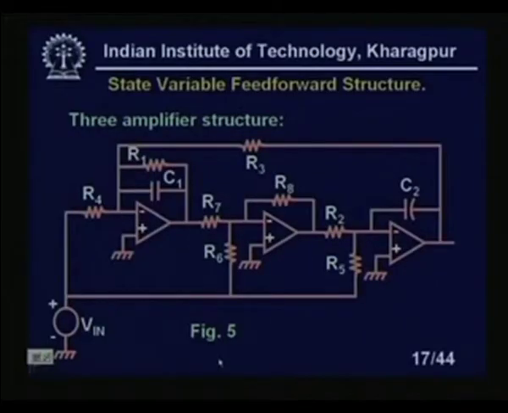In the case of two amplifier structures, we have seen that we can independently tune the omega p and Qp quite obviously, but I cannot tune Qp, omega p and K independently. So, people need some other structure where we can make total orthogonal tuning of the filters, right. That type of structure is basically the state variable feed forward structure. Let us look at the 3 amplifier structure.